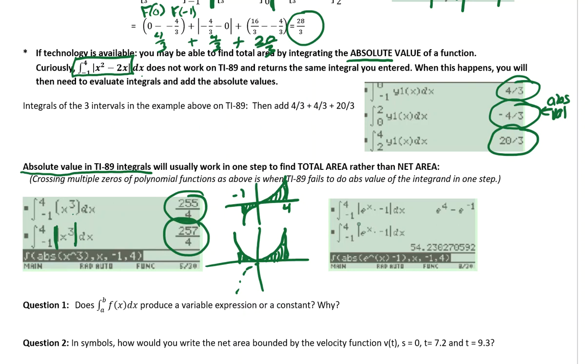And here's another example of an e to the x curve moved down 1 unit. So we know what that would look like. I hope you know what that would look like.